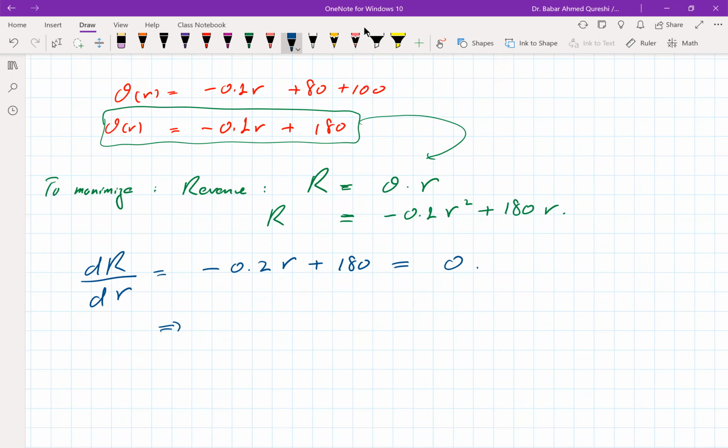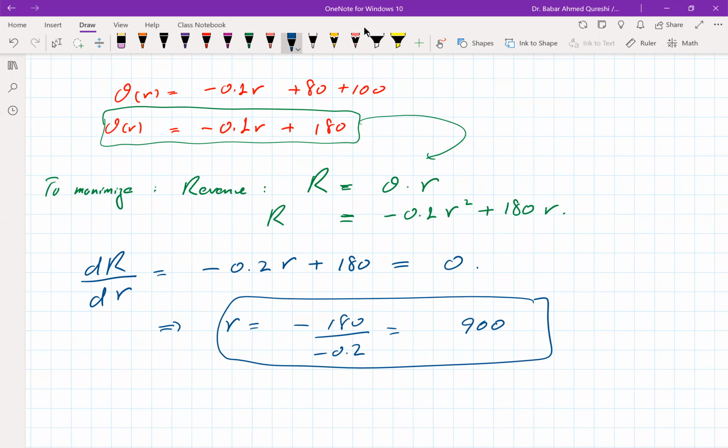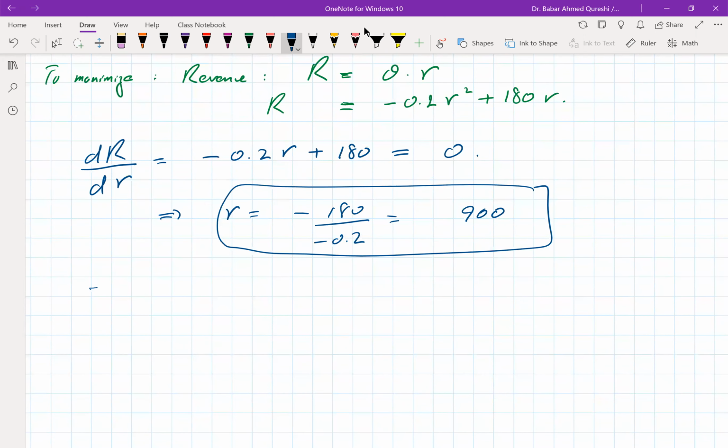That gives you that the rent should be 900. That would be your best rent. You can check that it's indeed a maximum, not a minimum. Well, common sense tells you that it cannot be a minimum. Minimum would be probably when you increase rent a lot and there's no occupancy.